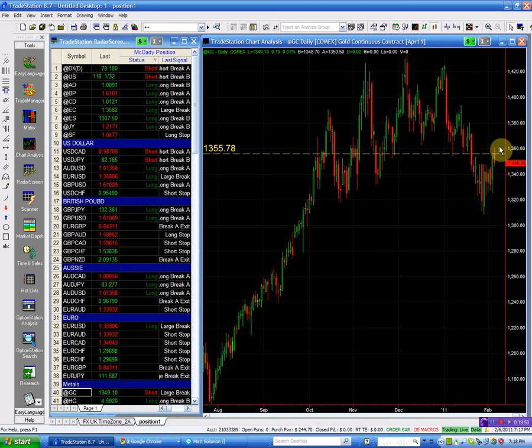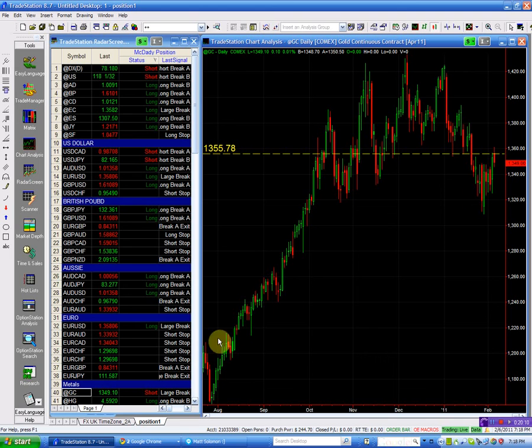So this gold sell signal would also be a component to indicate the weakness, or a potential weakness, in the Australian and/or in the Canadian. Okay.